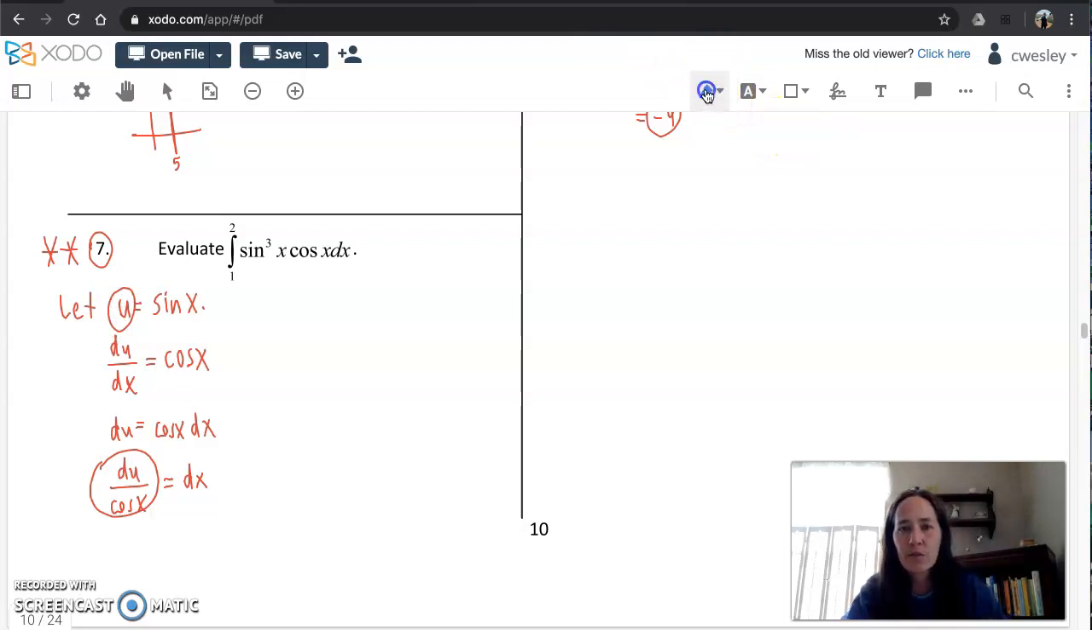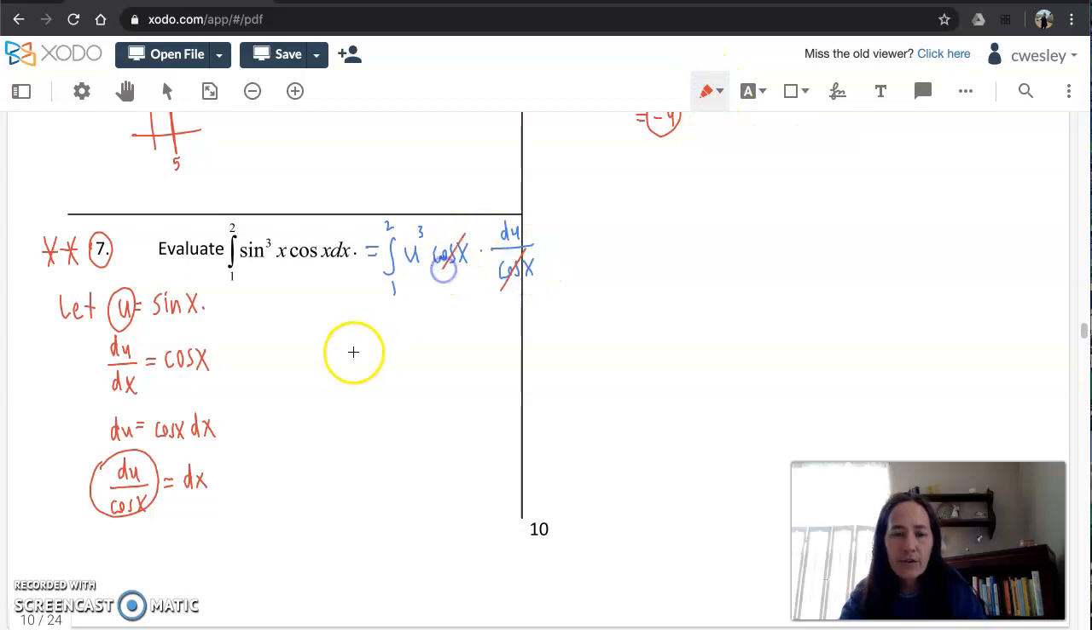Let's see how well this is going to work out for us. Integral from 1 to 2 of u to the third, because that's what you called u, was sine of x. Cosine of x that we really need to get rid of. That's going to be problematic if that doesn't go away, but lo and behold, it will, because instead of writing dx, we're writing du over cosine of x. Beautiful. All the x's should go away. Get rid of those, and you're just integrating, taking the definite integral from 1 to 2 of u cubed du.